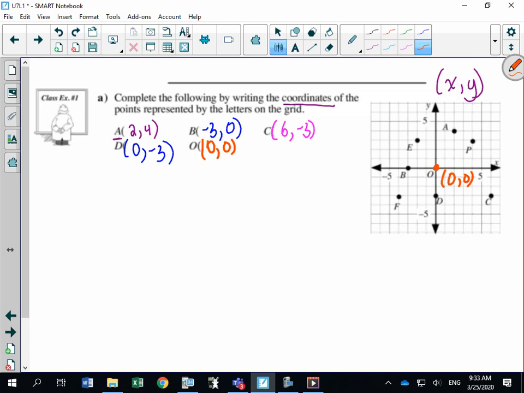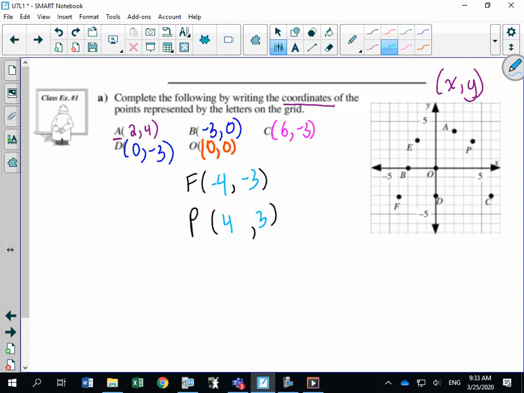I'm going to give you 2 extra points that I want you to find on the grid, and I'm going to write them down. So I want you guys to find F for me, and I want you to find P. So just pause it right here, find those 2 points, and then I will give you those answers. So I'm getting F to be negative 4, comma negative 3, and P to be 4, comma 3. Okay.